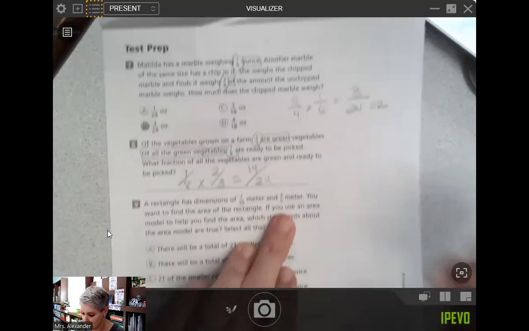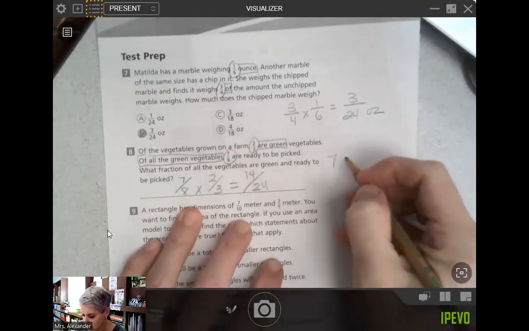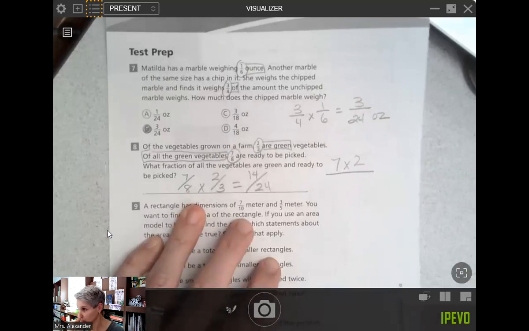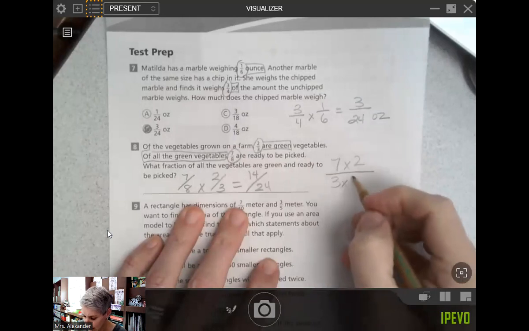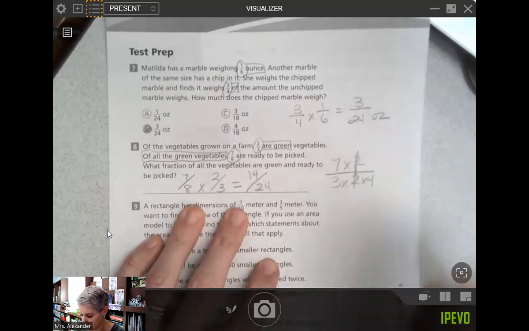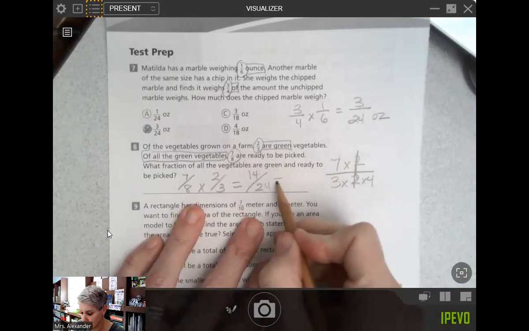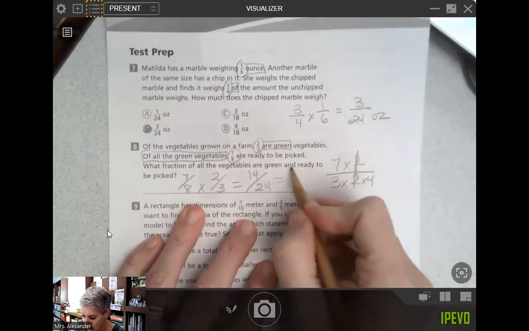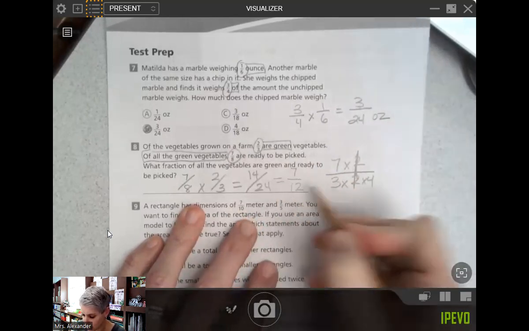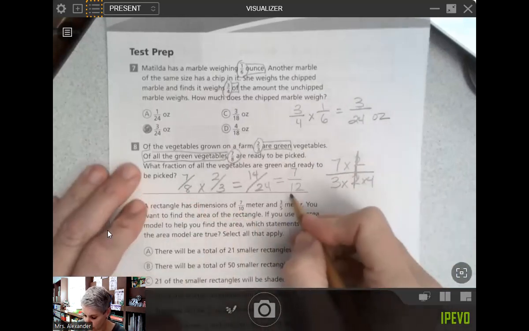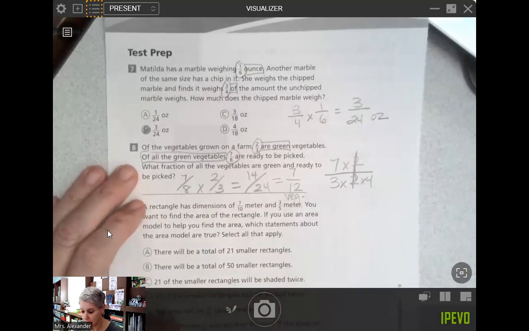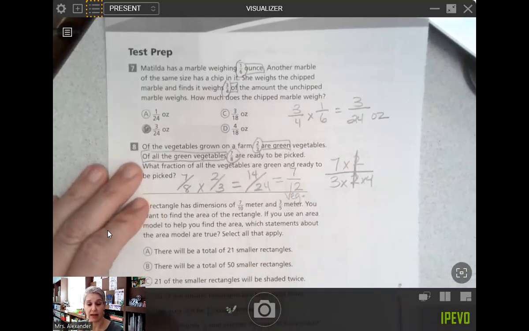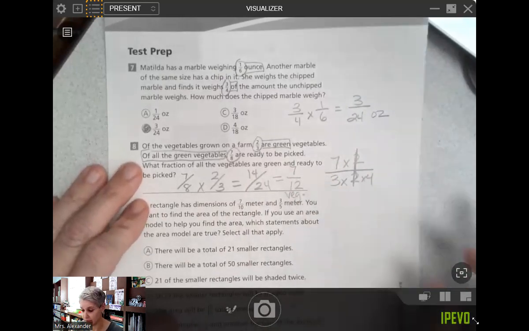Now to the side, I see a 2 and an 8. So I know I can keep 7 times 2 for my numerator. I'm going to move the 3 over and I'm going to rename the 8 as 2 times 4. So there's our number 1. 14 and 24 can be divided by 2. So we would have 7/12 as our final answer of the vegetables that are green and ready to be picked. All right. 14/24 would be a fine equivalent fraction. Just know you can start simplifying if you're ready to do that.